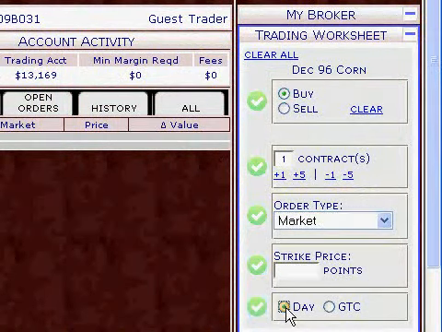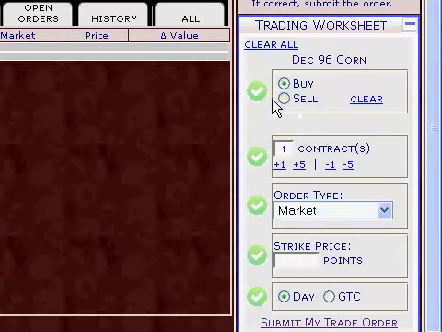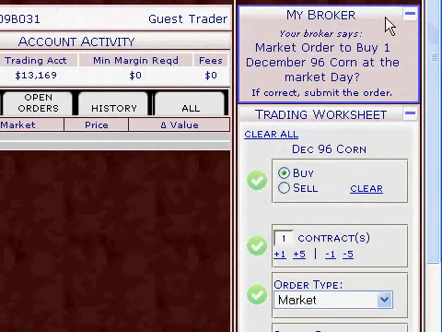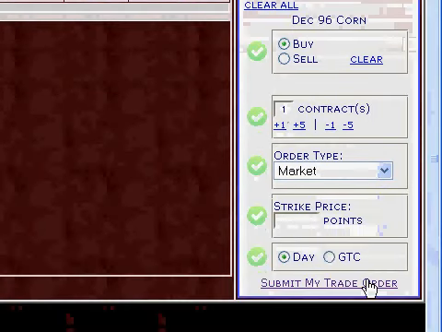I click day because I want it only if I can buy it today, so the order is good for a day. These green check marks tell me that all of my input is correct, and my virtual broker has just sent me a message with a verbal confirmation of my order. If this were a real trade, this would be exactly what you tell your broker. He or she would then repeat back to you your order to confirm it. It's all good, so let's submit the order.